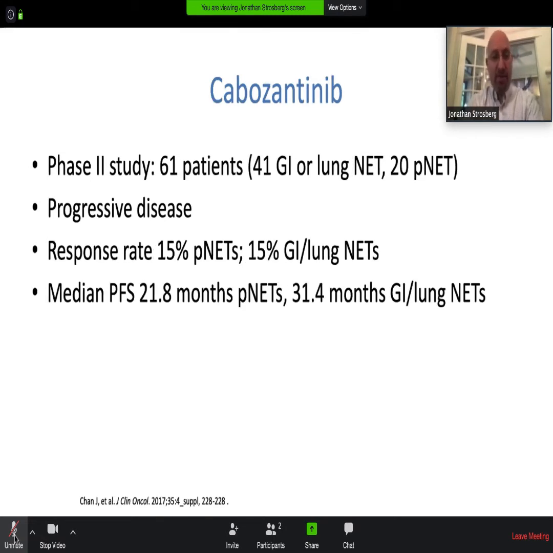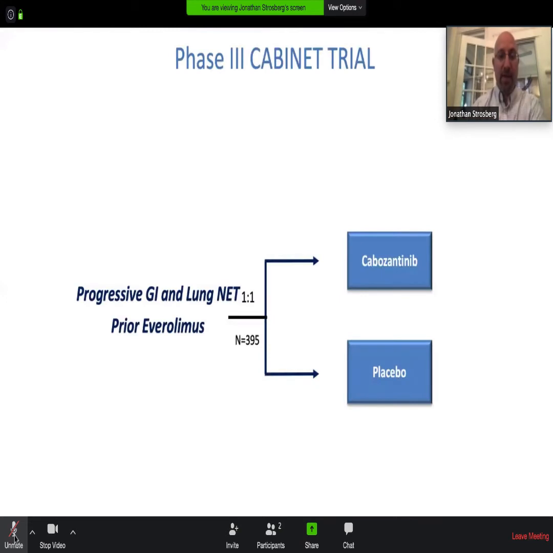Cabozantinib is another tyrosine kinase inhibitor. A phase 2 study in Dana-Farber showed response rates of 15% in pancreatic neuroendocrine tumors and 15% in gastrointestinal and lung neuroendocrine tumors with progressive disease. And the median progression-free survival, again, median time to tumor growth, was relatively long, roughly 2 to 2.5 years. And so that's led to the phase 3 CABINET trial.